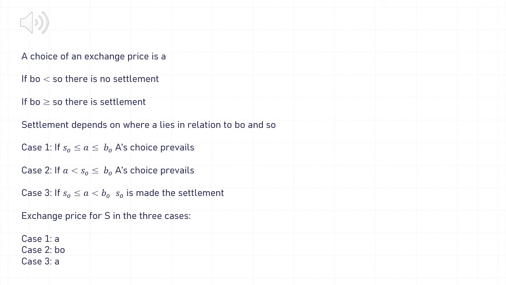In case 2, if A is less than S, less than or equal to B, A's choice prevails. Case 3, if S is less than or equal to A, and A is less than B, then S makes a settlement. Extant price for S in the 3 cases: case 1 A, case 2 B, case 3 A.